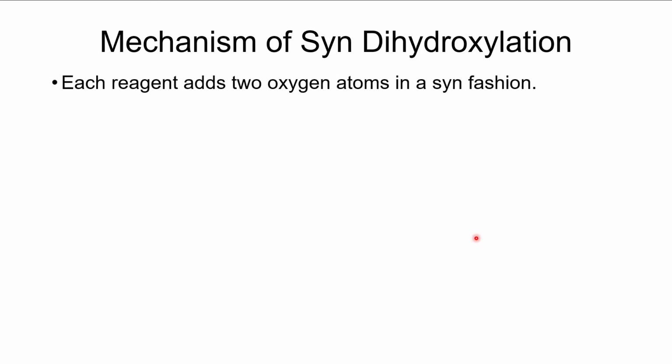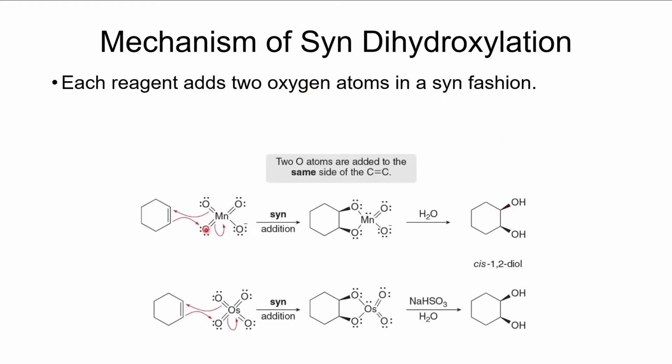All right, so with syn dihydroxylation, each reagent adds the two oxygens in a syn fashion. So we'll get the addition happening all at once. So we get two bonds, one oxygen going to one carbon, the other oxygen going to another carbon, and we form this. All right, so we form this as an intermediate. In the presence of aqueous base, it gets converted into the 1,2-diol all by itself.